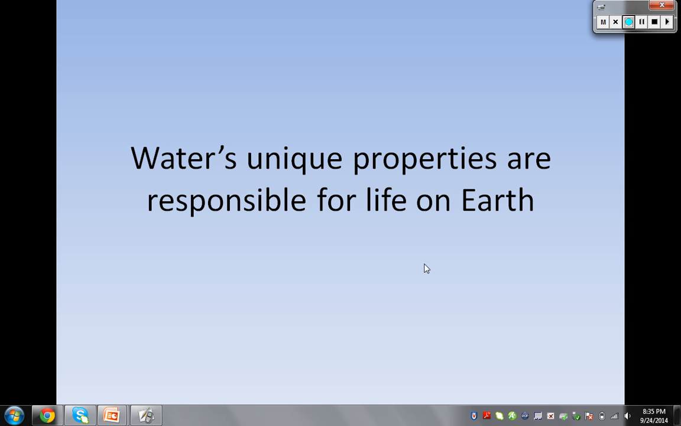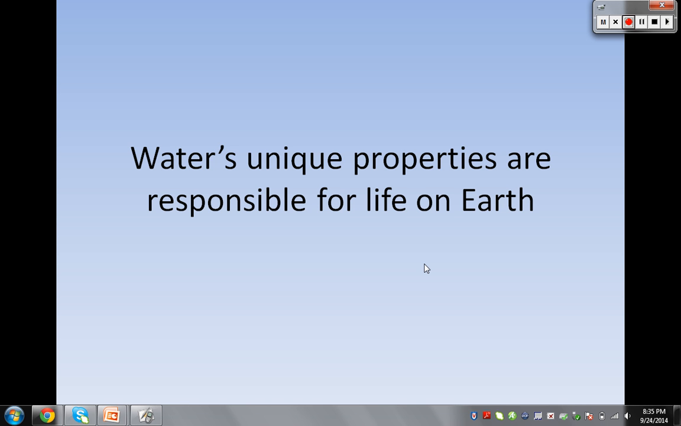And so we're going to start with water. And water is a very unique molecule, and we're going to talk about why it's so unique. But because it's so unique, it's really what's responsible for life on Earth, which is why when we try to look at other planets, we're always talking about water. Does it have water? Could it sustain water? Why is water so important? So that's what we're going to look at.